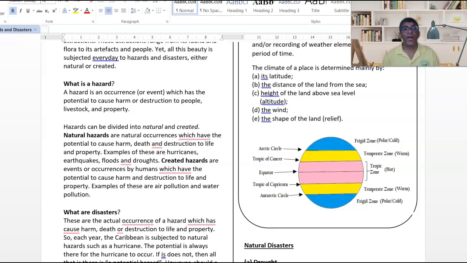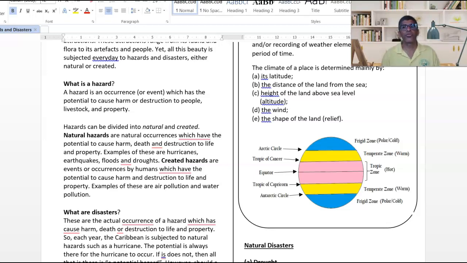Hazards, therefore, can be divided into two categories: natural hazards and created hazards. Natural hazards are those natural events, the word you have there is occurrences, which have the potential to cause harm, death, and destruction to life and property. Examples of these are hurricanes, floods, earthquakes, and droughts. So in other words, natural hazards are all those things that are in nature that have not yet happened, but they have the potential to cause harm.